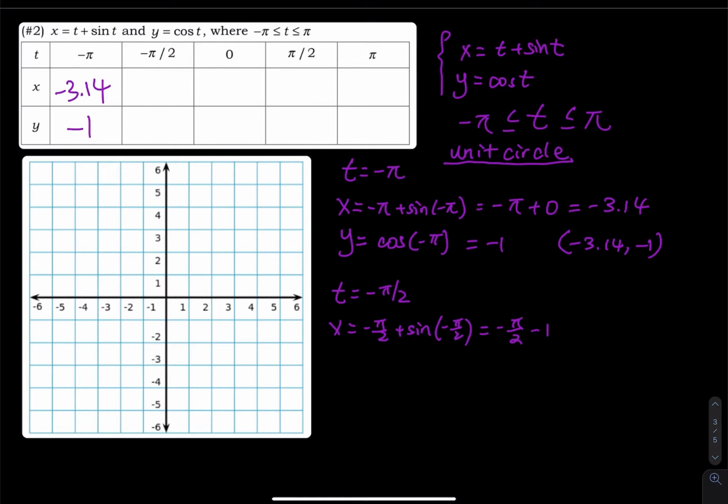So pi over 2 minus 1, it is okay to put that right here, but you need an approximation to do the graph. So when you approximate this, make sure your calculator is in radian mode. So that is equal to -5.7. You have to approximate using radian mode.